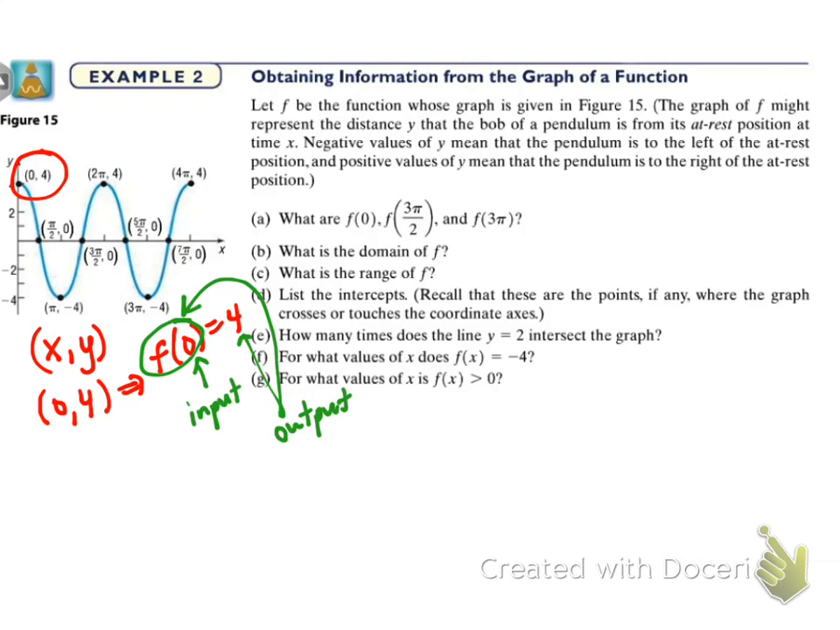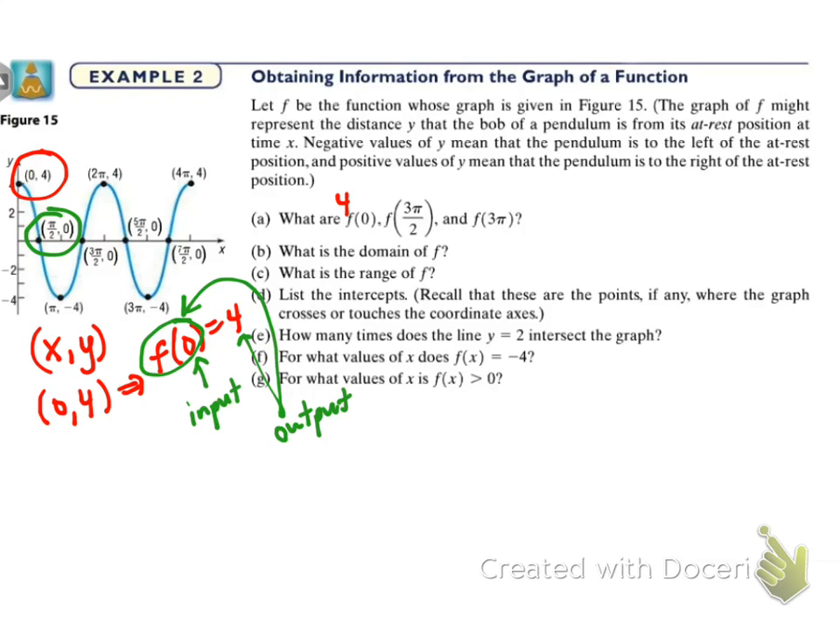If we're looking at this graph, we can see that when x is equal to 0, y is equal to 4. Or over here, if x is equal to pi over 2, then y is equal to 0. So over here, part A is asking what is f of 0. Well, we already talked about that. f of 0 is 4.